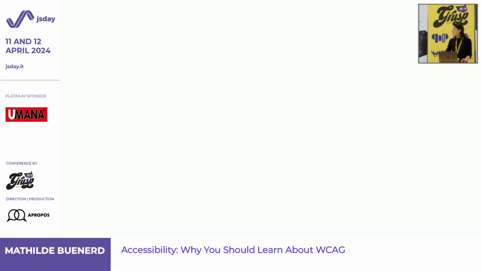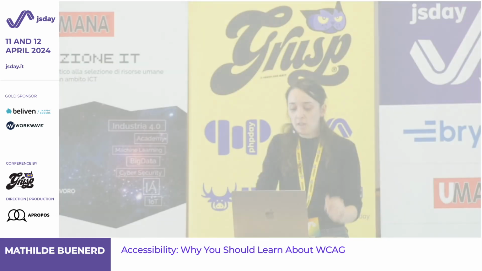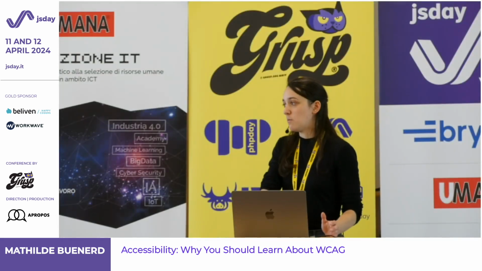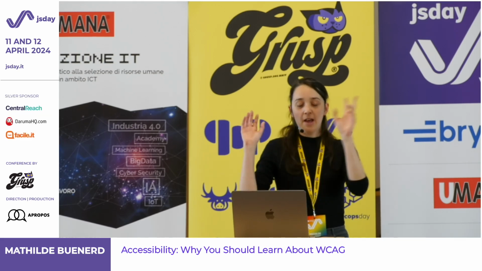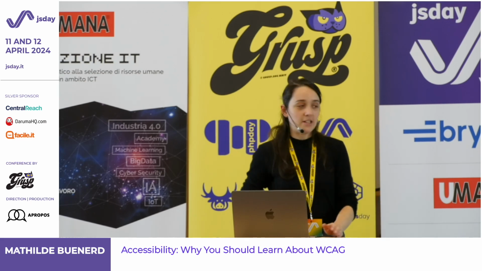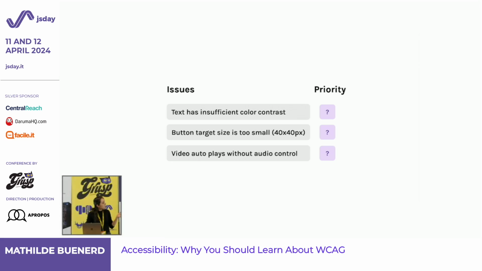Okay, we're arriving at the end of the presentation. We've already seen why WCAG is important. Then we saw what it's made of. Now the last thing I want to talk about is one way to concretely use it in your day-to-day to make better decisions about accessibility. So on this slide, you can see a small accessibility bugs backlog. It's just a list of 3 accessibility issues. So the first is text has insufficient color contrast, button target size is too small, 40 by 40 pixels, and video autoplays without audio control. That's the one we saw before.